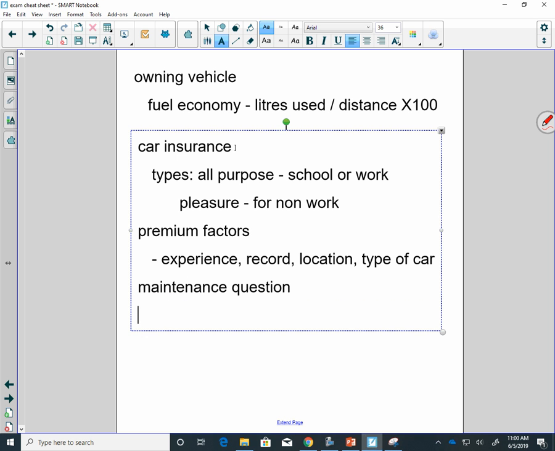There might be a maintenance question, like Elvis goes in with his Bugatti for an oil change and they tell him that he needs new spark plugs and new wiper blades and the brakes need work. And they might say you have to add up all the costs and add tax, right? Add up the costs and add tax. That kind of stuff.